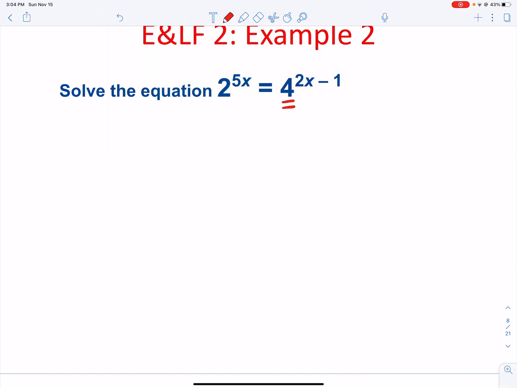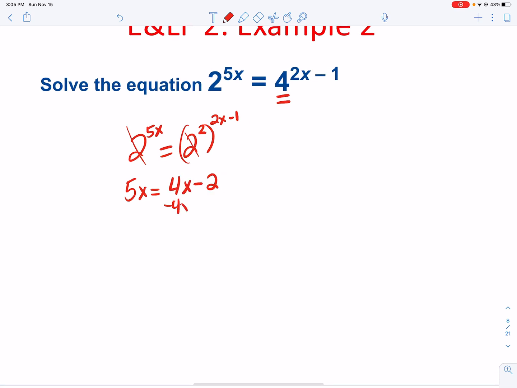Okay, I can rewrite 4 as 2 squared. So now my bases are the same, so I can just look at my exponents. And so this side would be 4x minus 2. So then I would minus 4x and minus 4x, and my answer would be -2, which is fine. You can put it back up there and check, that's fine.